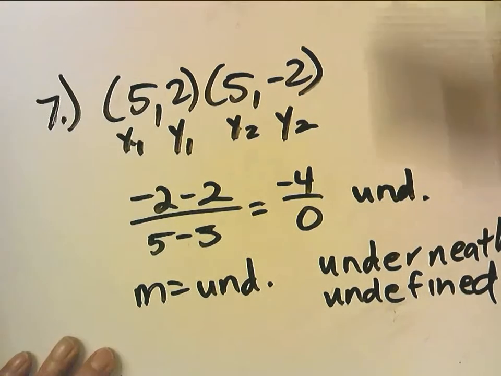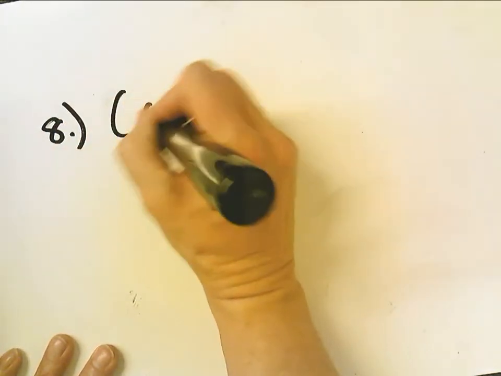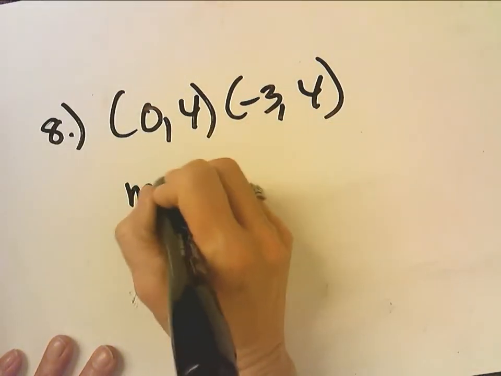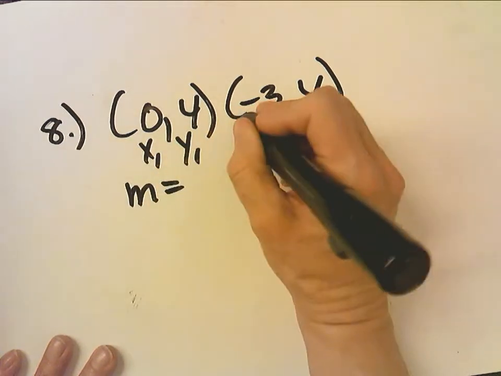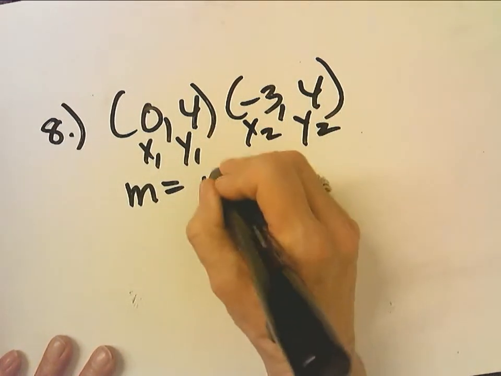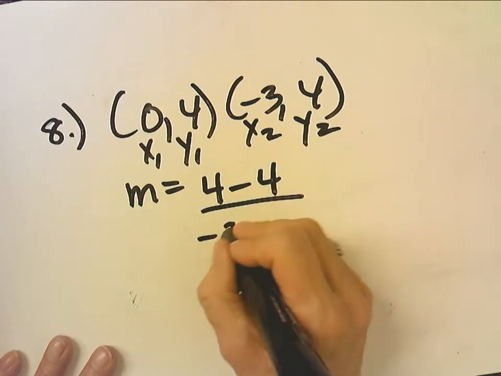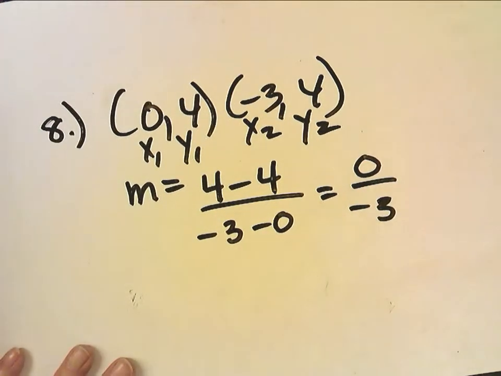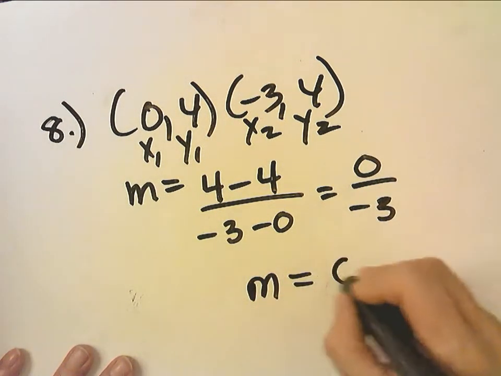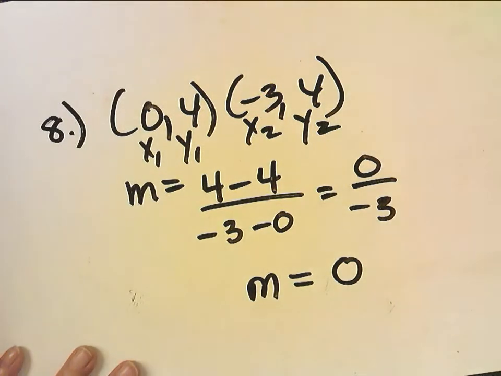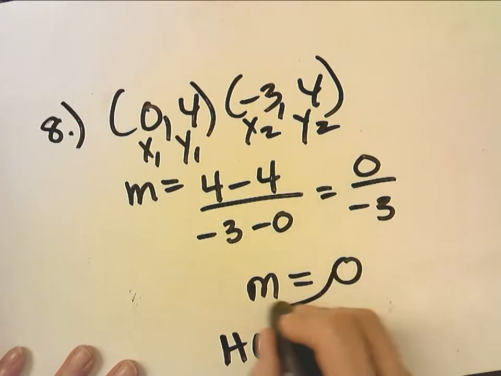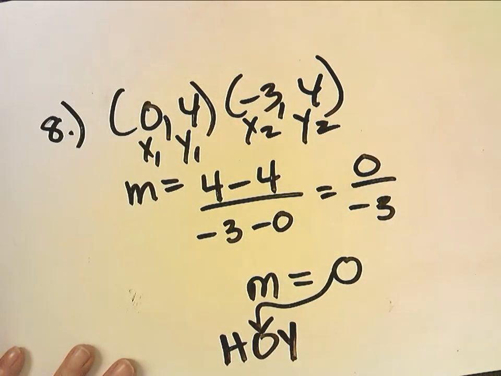Now the next one is (0, 4) and (-3, 4). I do m equals, label my points, y sub 2 minus y sub 1 over x sub 2 minus x sub 1, 0 over negative 3. I can't leave it like that. I have to simplify it to m equals 0. So now m equals 0 is a HOY. It's a horizontal line, and the O in HOY stands for 0 slope.